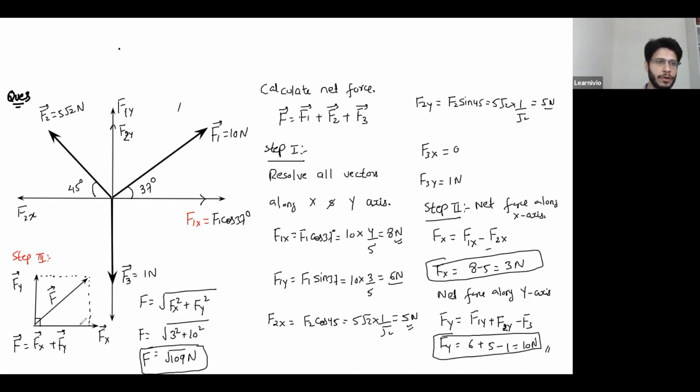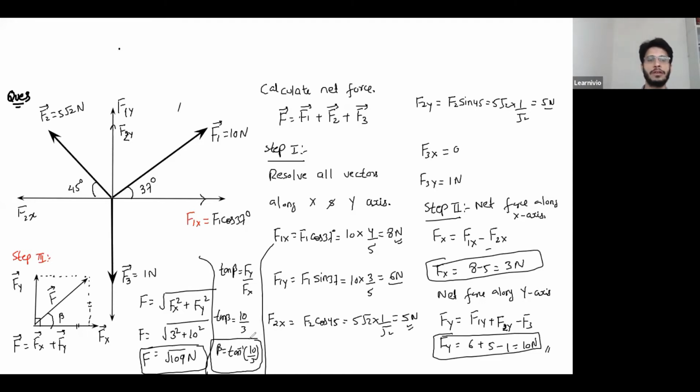We also have to calculate the direction. For direction, we can calculate tan beta, perpendicular by base, right? So that's Fy divided by Fx. Fy is 10, Fx is 3. So beta is tan inverse 10 by 3. This is the value of beta.